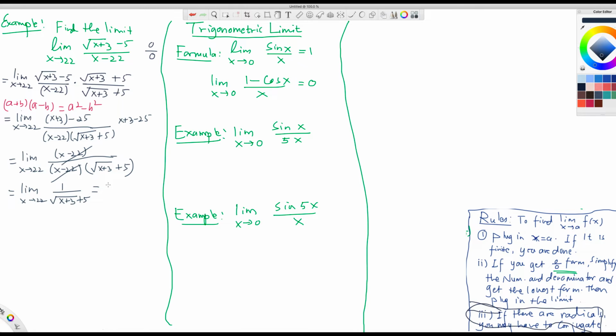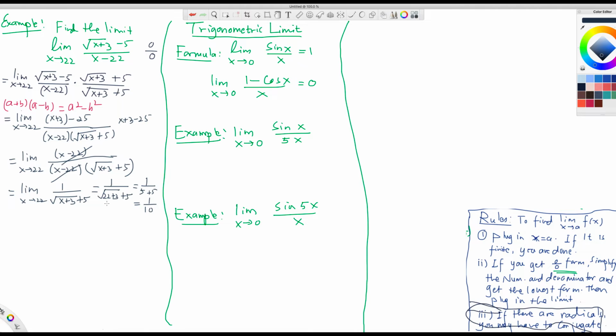After you plug in, you don't have to write the limit, okay? So what you get is 1 over root under 22 plus 3, plus 5. You see that? So 22 plus 3 is 25. So root 25 is 5, right? So 1 over 5 plus 5. So your final answer is 1 over 10.